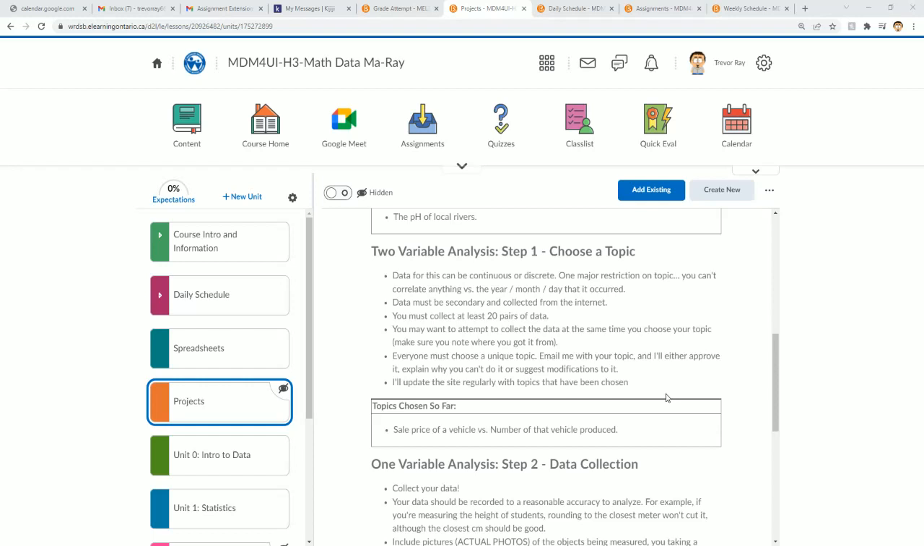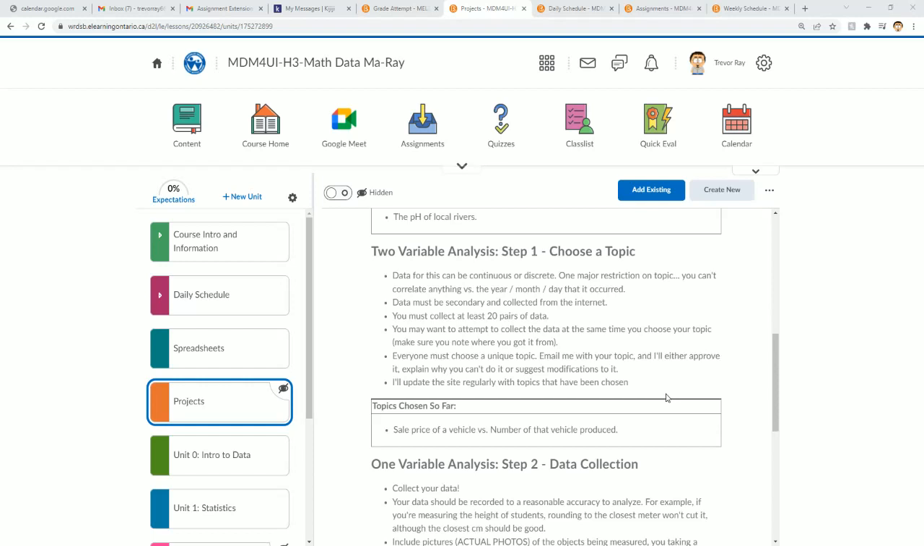So for instance, I've had people wanting to do sports things where they were correlating two different sports statistics for a bunch of players on a team, but the team had less than 20 players. So it was impossible for them to actually collect 20 pairs of data. And for that reason, they had to choose a topic. Actually, I think they modified it to just include multiple teams or something like that. But yeah, we need to be able to collect at least 20 pieces of data.